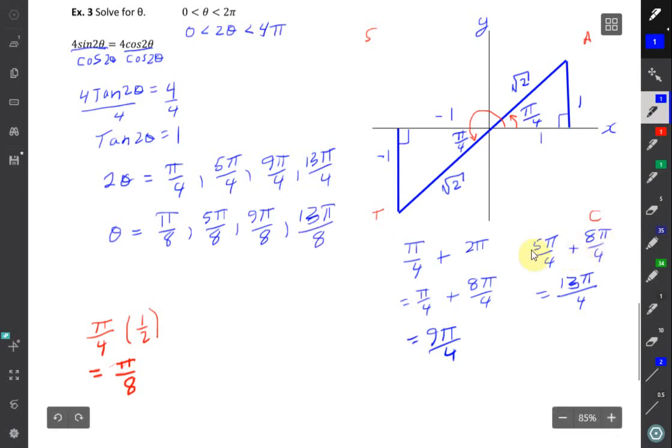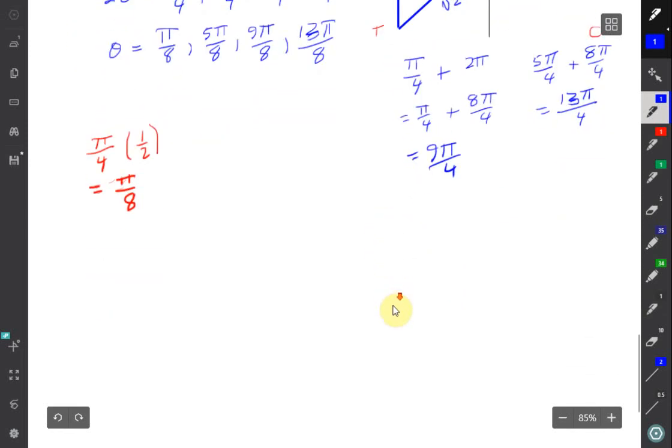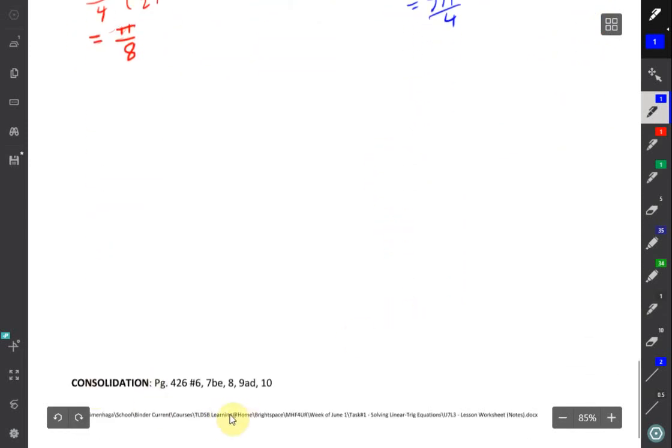And that's the last example. So you can go ahead and try this practice that's down here.